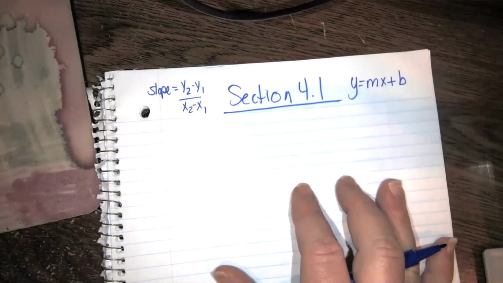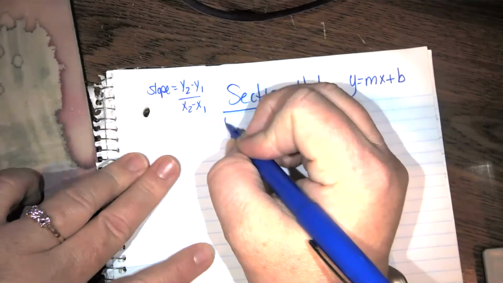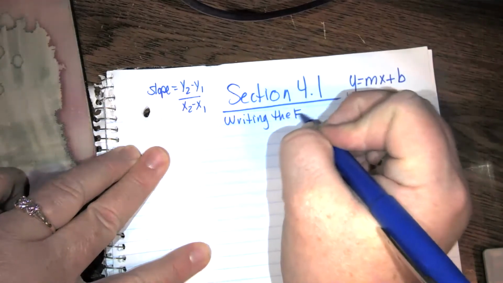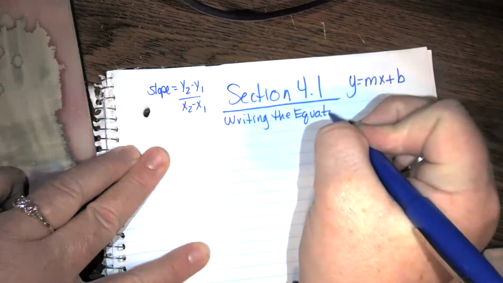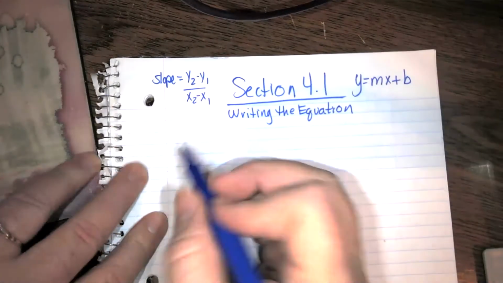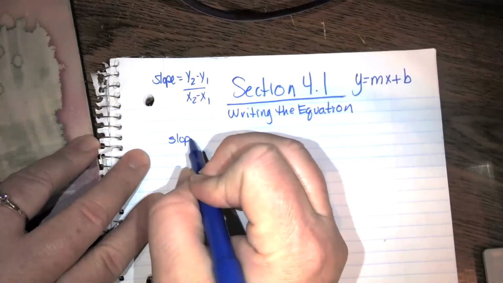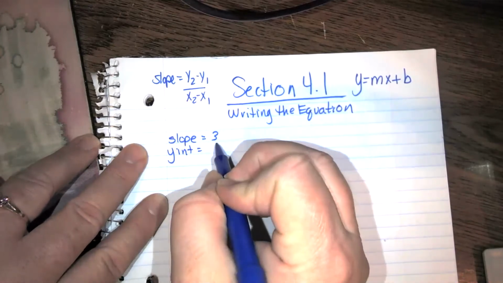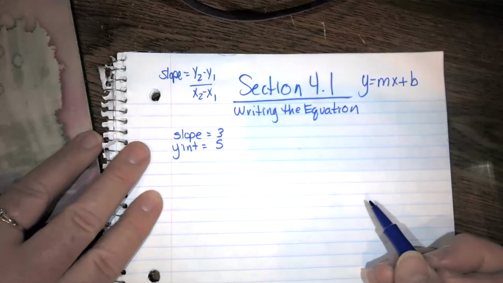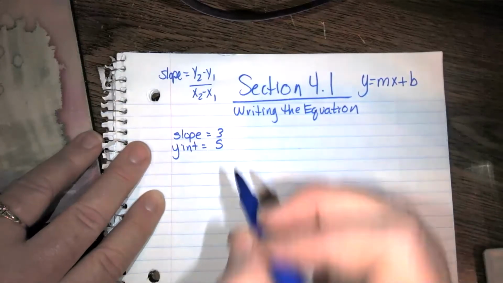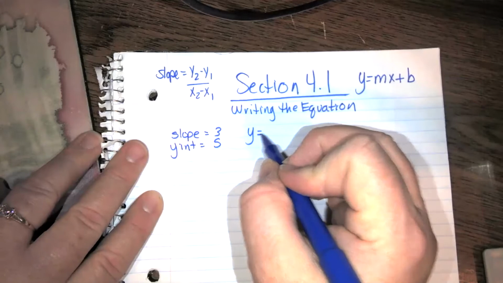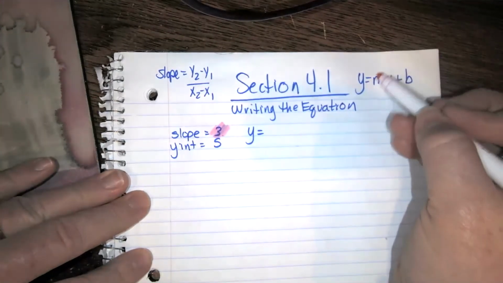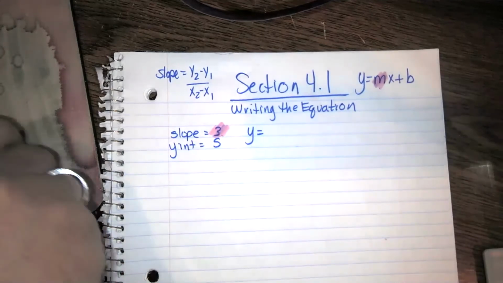Okay, so this whole section is about writing the equations, okay? Given some different information, okay? So real quick, if I give you the slope is 3 and the y-intercept is 5, you'd be like, really, Mrs. Bassett, that's pretty easy. All I need to do is y is equal to, okay, 3 goes in for the m.